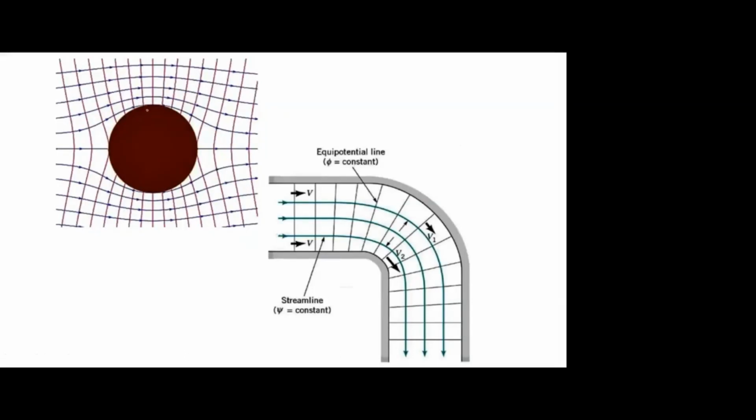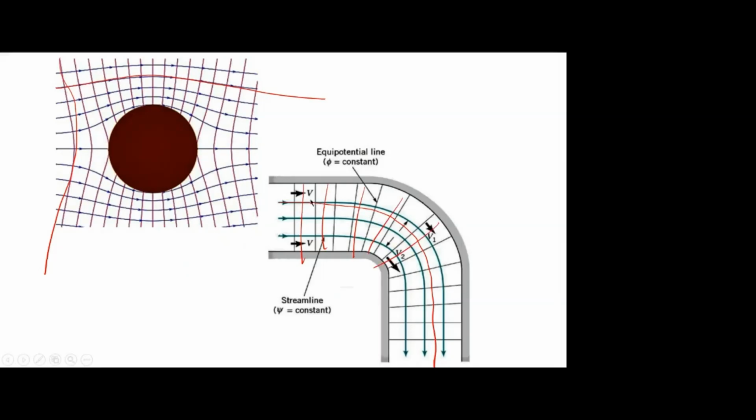This is flow over the cylinder. So this is the streamline. This is the equipotential line. This is flow through a duct. So this is the streamline, and this is the equipotential line for that. So for any object, we can draw this flow net.